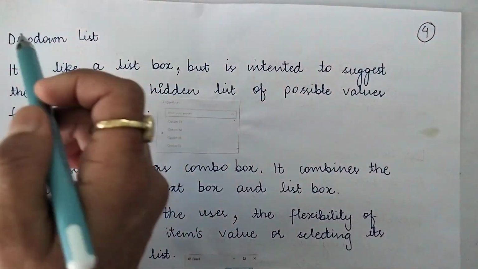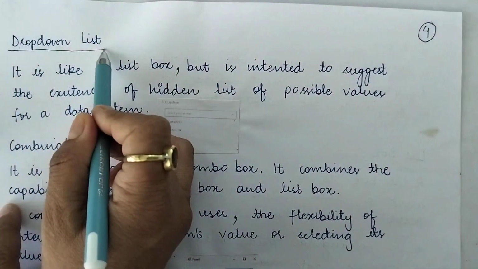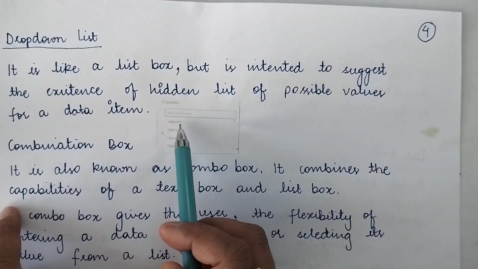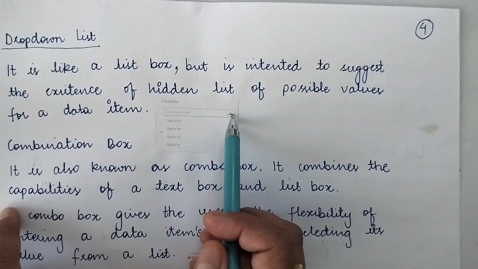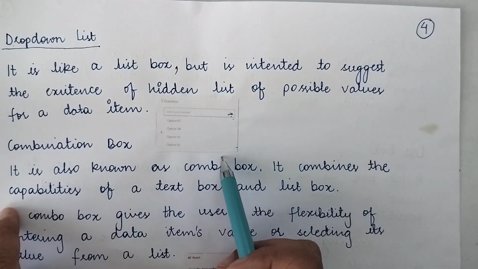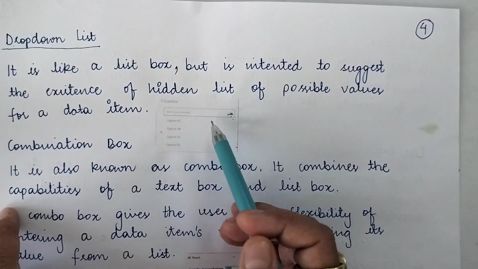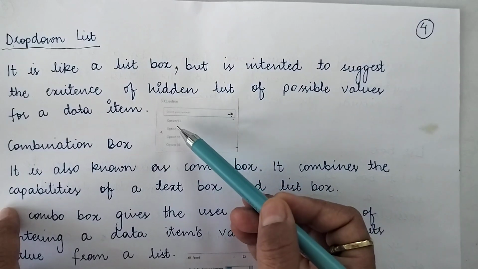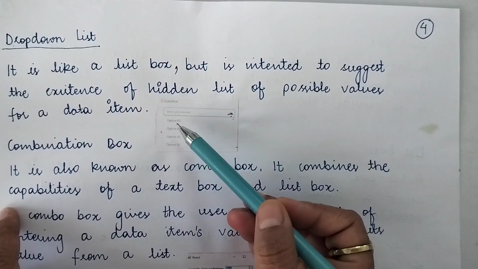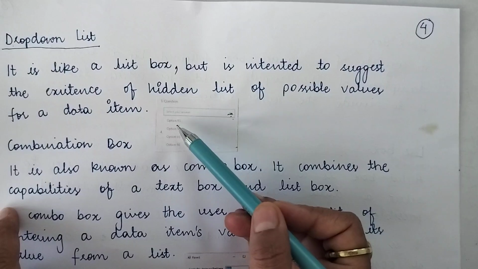Then we have the drop down list. Drop down list also we all are familiar with. There is a list, and when you click on this arrow, the list drops down. It drops to the bottom, hence it is known as the drop down list. And then when it drops down, it gives you the list of all available options, out of which you can select your desired option.